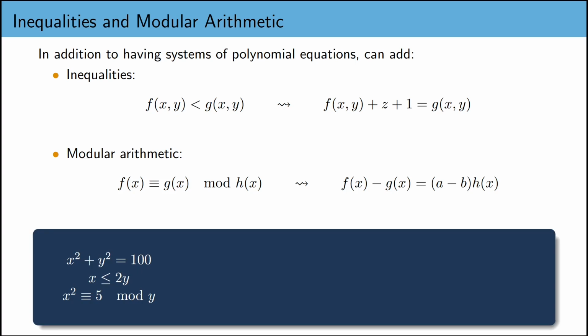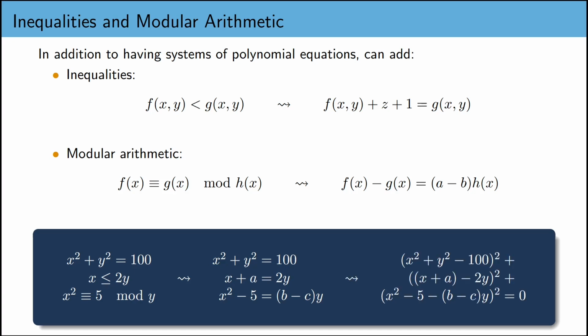x squared plus y squared equals 100, x is less than or equal to 2y, and x squared is congruent to 5 modulo y. This is a system of equalities, inequalities, and modular congruences, but we can convert it to a single polynomial equation, first by translating it to a system of polynomial equations. Again, x is less than or equal to 2y will translate to x plus a is equal to 2y, and x squared is congruent to 5 modulo y is going to translate to x squared minus 5 is equal to b minus c times y.